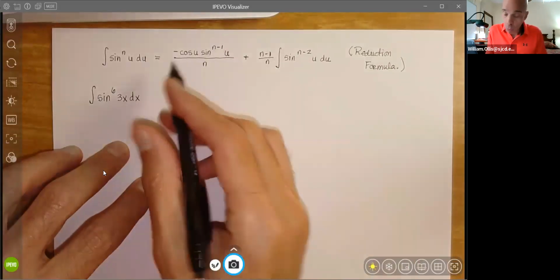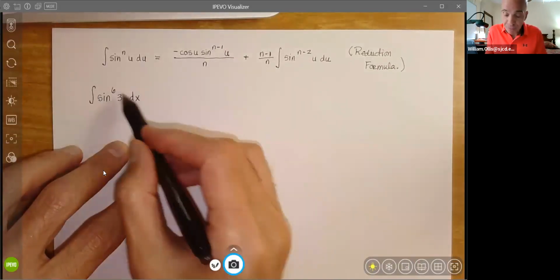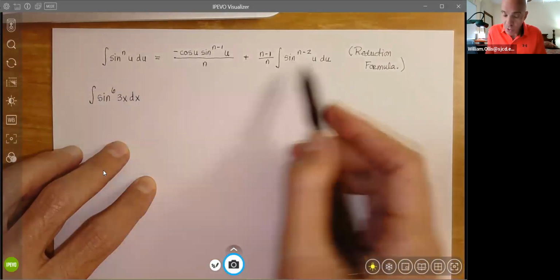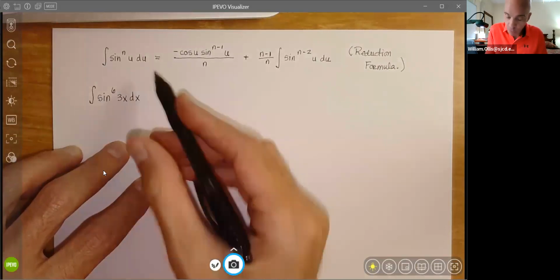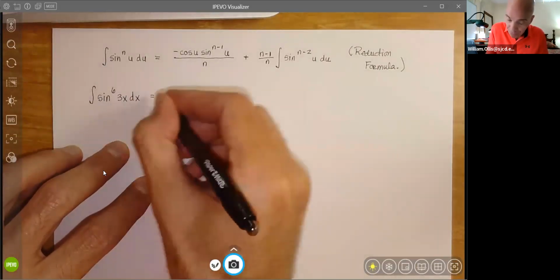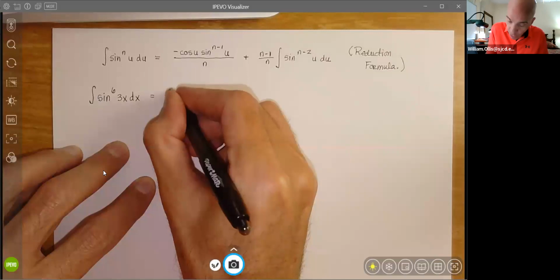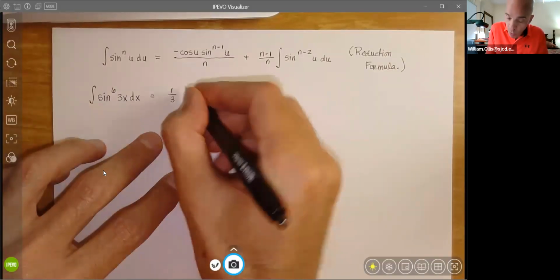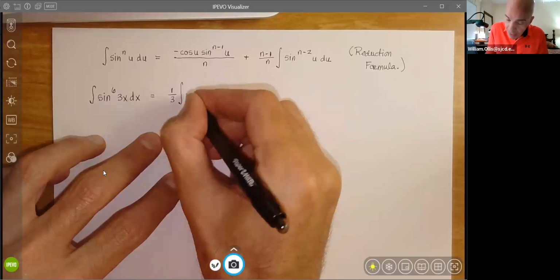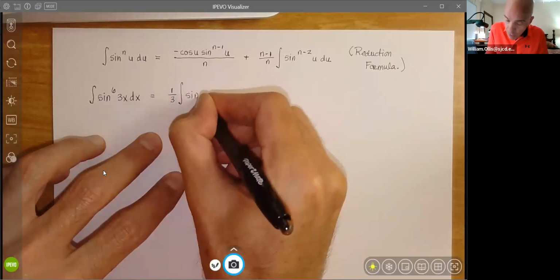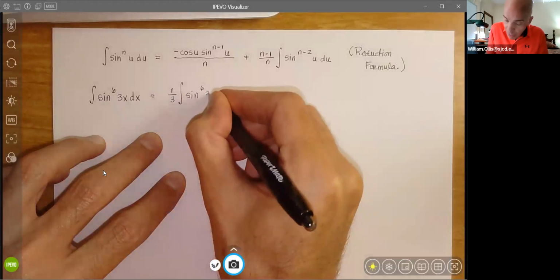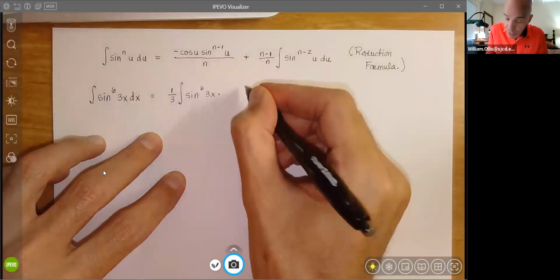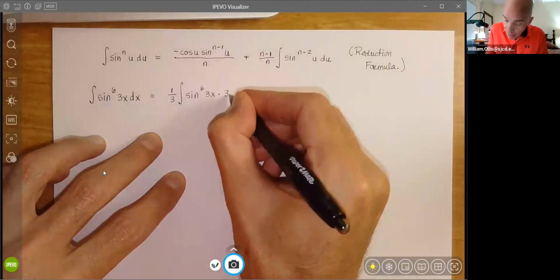Now, when we use the reduction formula, we want to make this table ready. So this formula is from the integral table, and we have a 3x here. So first, we need to make it table ready. So we're going to have 1/3, because the u will be 3x here. So we have 1/3 sine to the sixth power of 3x. Then I'll just put a little dot there so you can see it, dot 3 dx.